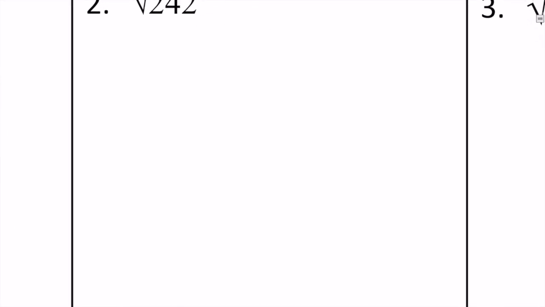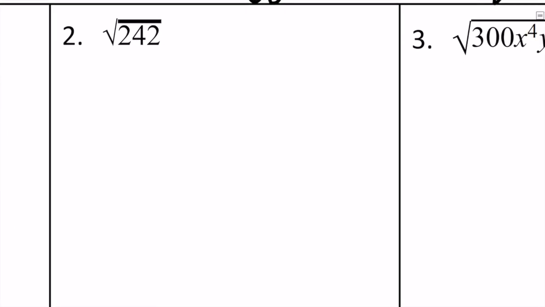For number 2, I have the square root of 242. This might take some playing around to figure out, but the biggest perfect square inside of 242 is 121. 121 is half of 242. So I have the square root of 121 times the square root of 2 gives me the square root of 242.